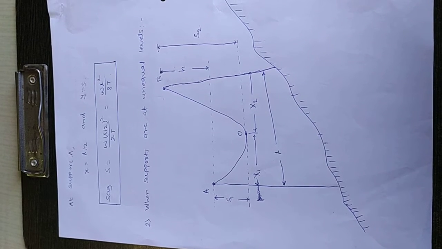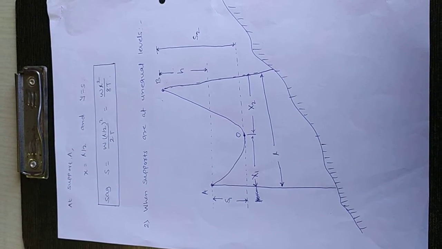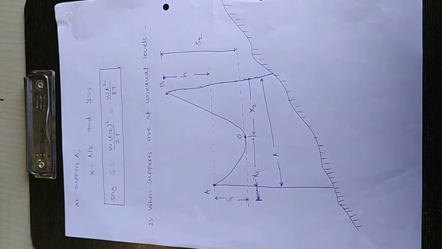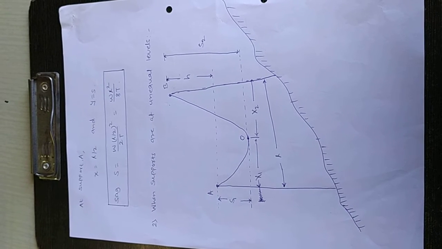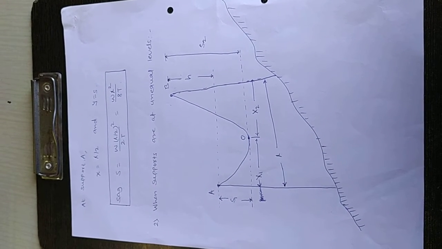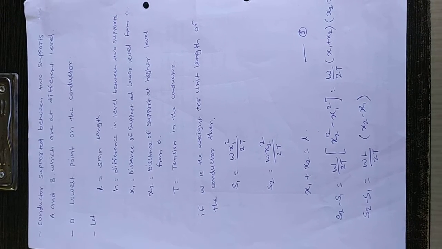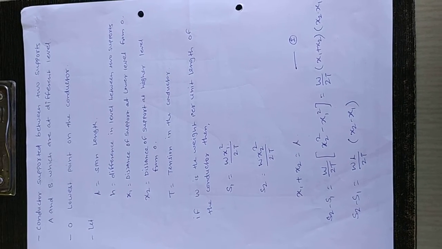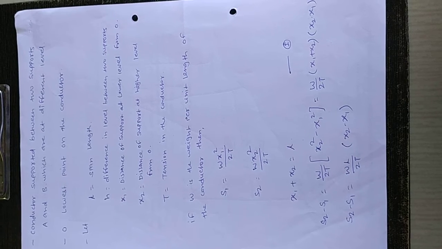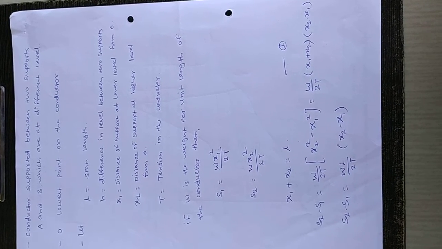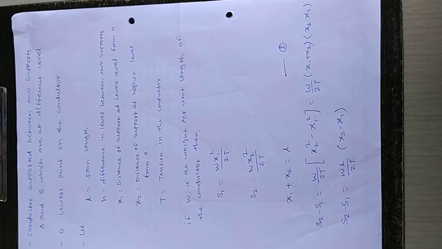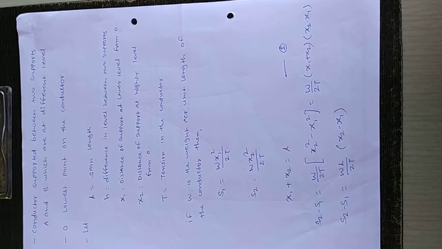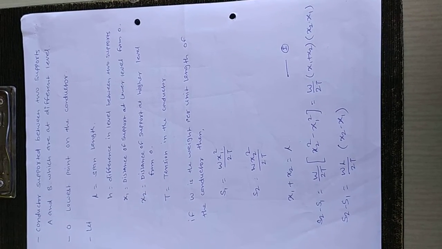In second condition, we have to calculate the sag when supports are at unequal level. See in the image, the point A support and point B support, they are at unequal level. Therefore, we have to calculate the sag in this condition. When conductors are supported between two supports A and B, which are at different level, and O is the lowest point on the conductor, L is the span length, H is difference in level between two supports, x1 is distance of support at lower level from O, x2 is the distance of support at higher level from O, and T is the tension in the conductor.